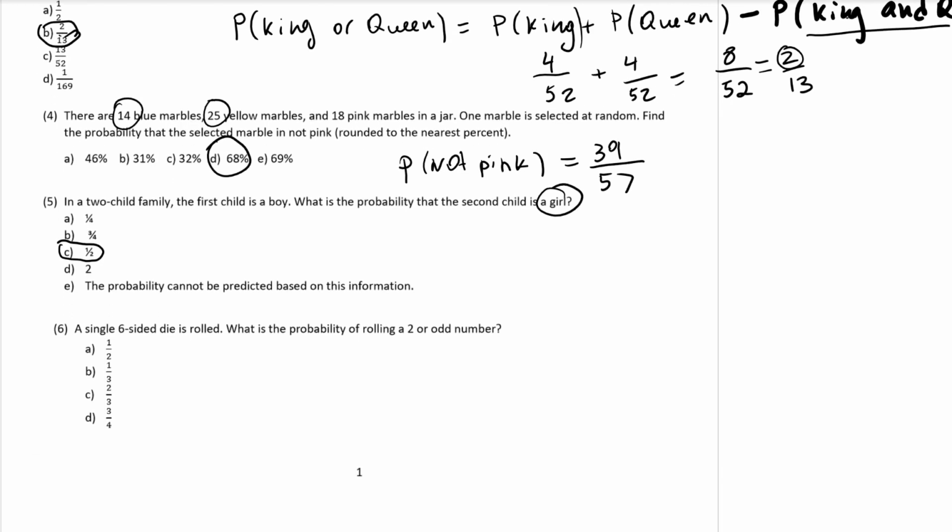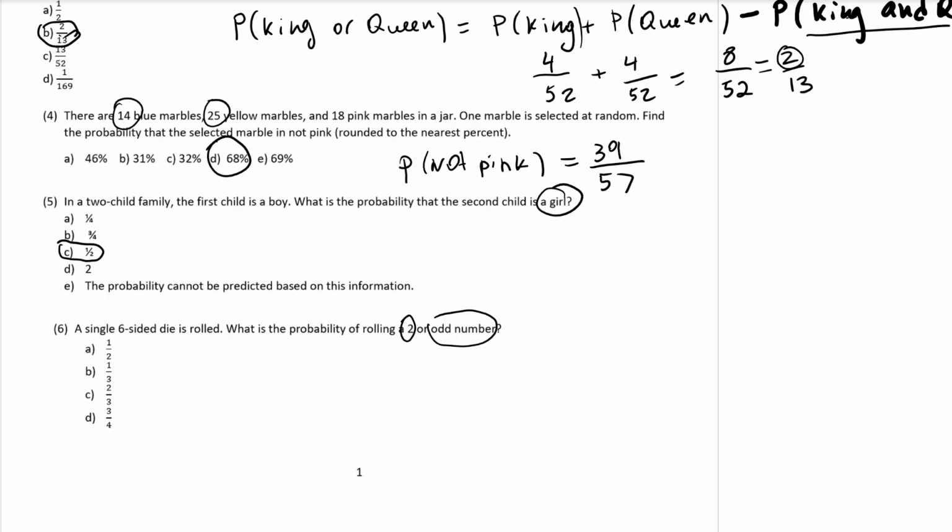For instance here, a single 6-sided die is rolled. What is the probability of rolling 2 or an odd number? There's only one die, so you just need to calculate a classical probability by counting the successes. So it's either 2 or odd. Again, it's an OR that is used.